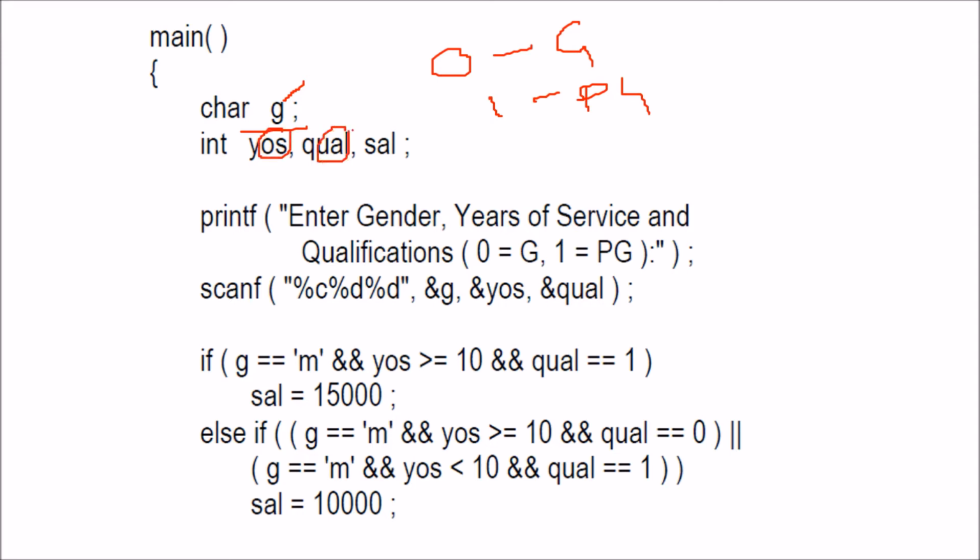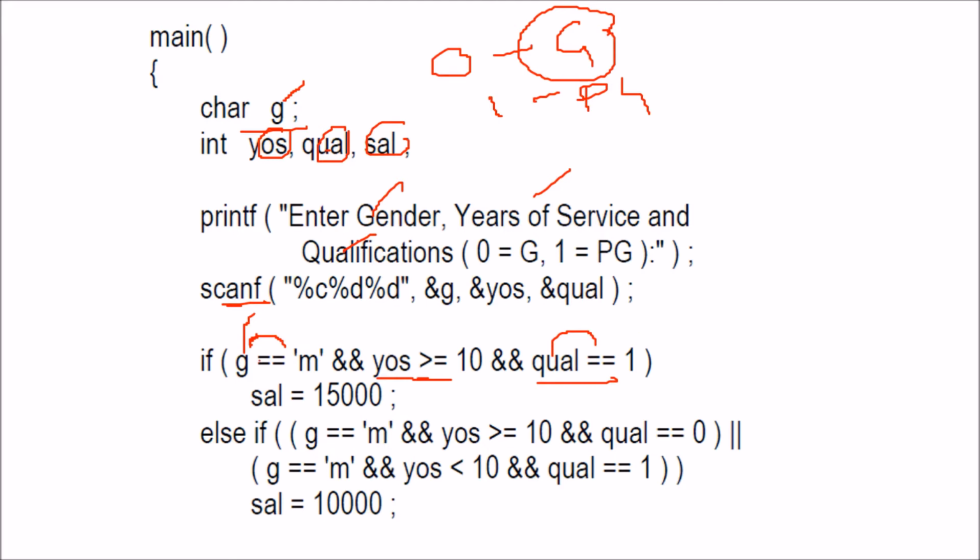This is year of service, qualification, salary as per the table. So we want the user to enter the gender, year of service and qualification. So we will take these values. If G, that is graduate or postgraduate, is M, year of service is greater than equal to 10, and qualification equal to 1. Actually this qualification G is 0 or 1, that is it has to be 0 or 1 for being a graduate or postgraduate. I hope you got the idea.